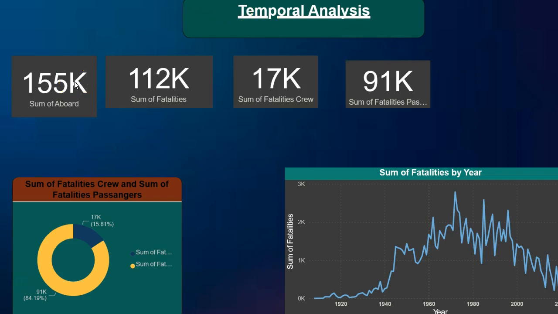I have also implemented a few cards, which you can see on the screen, which show the sum of the abort, the sum of the fatalities, the sum of the fatalities crew, and the sum of the fatality passengers. With the line chart, one donut chart has also been implemented, which is showing the data.